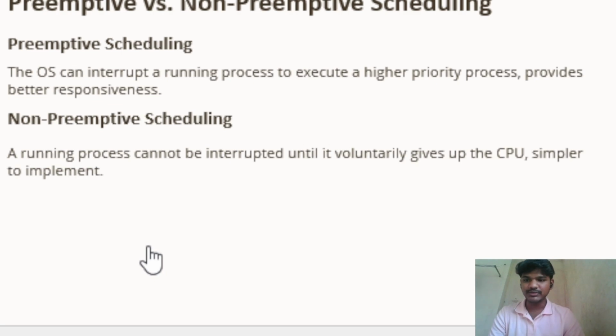Non-preemptive means a running process cannot be interrupted until it voluntarily gives up the CPU. It is simpler to implement.